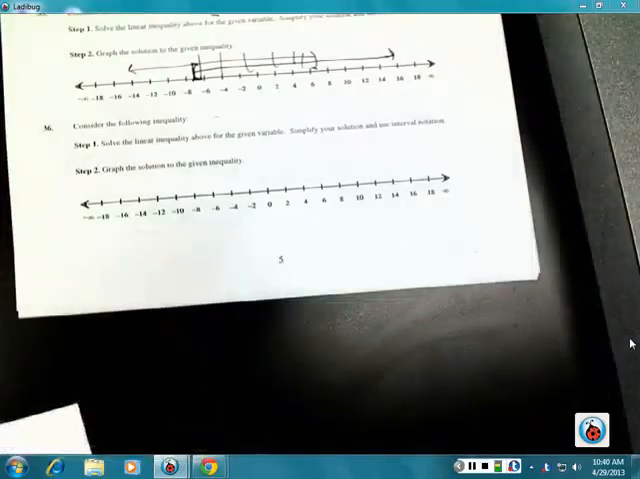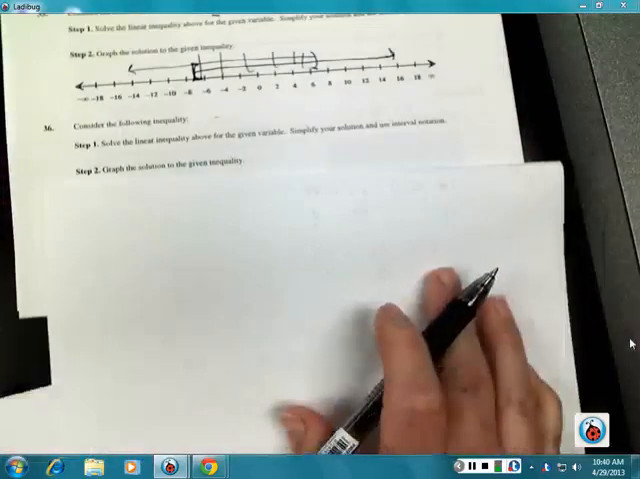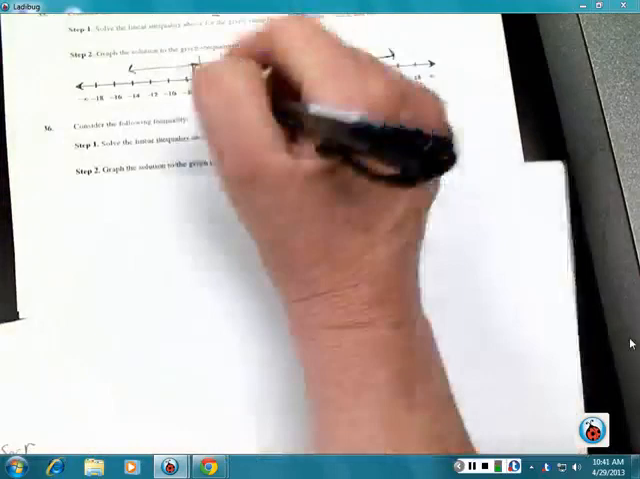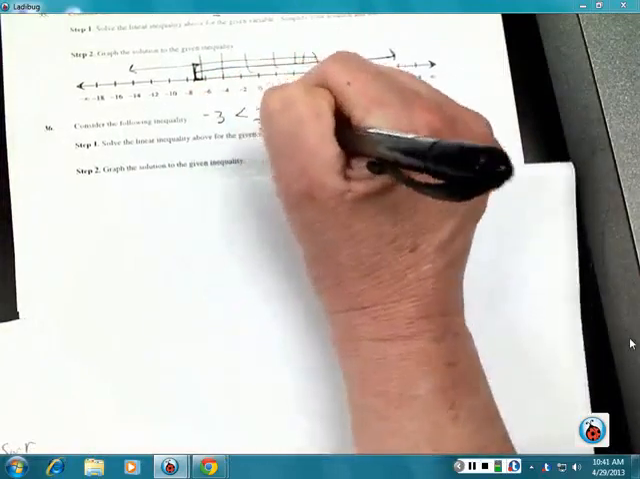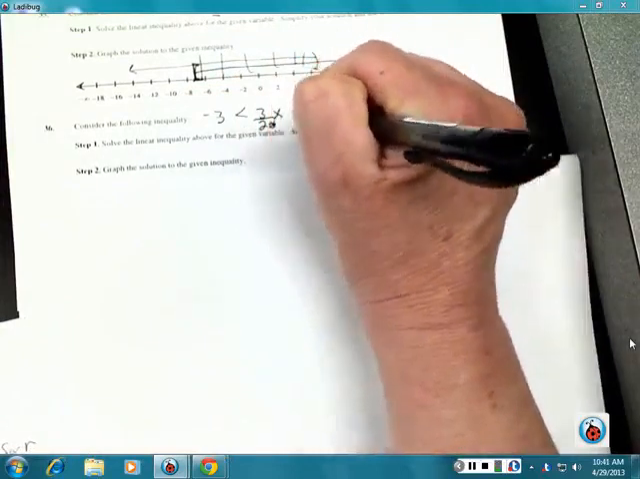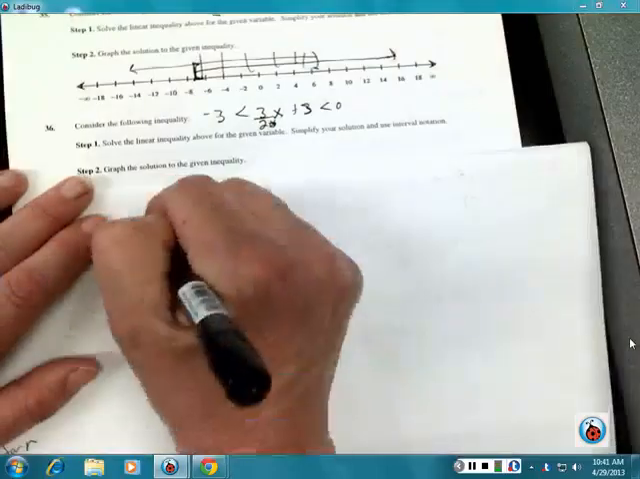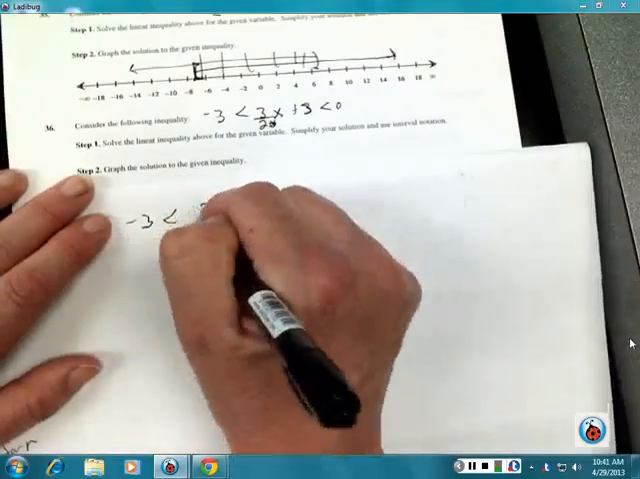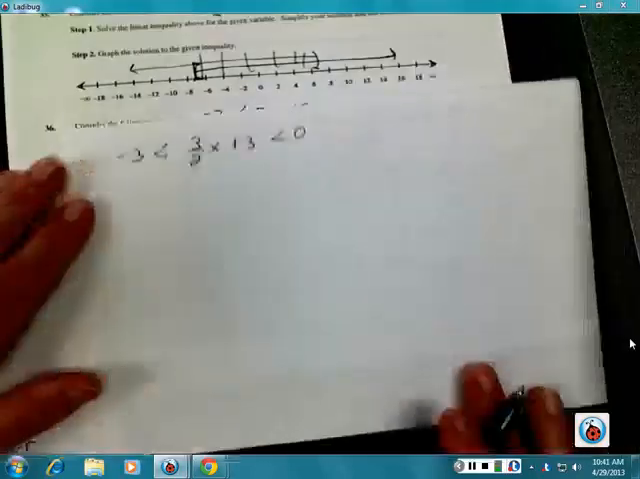36 is basically the same, but 36 is negative 3 is less than 3 divided by 2 x plus 3 is less than 0. So it's negative 3 less than 3 halves x plus 3 is less than 0.